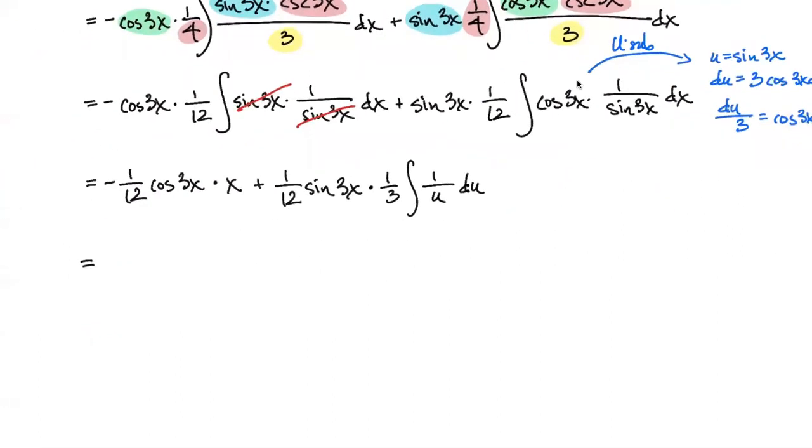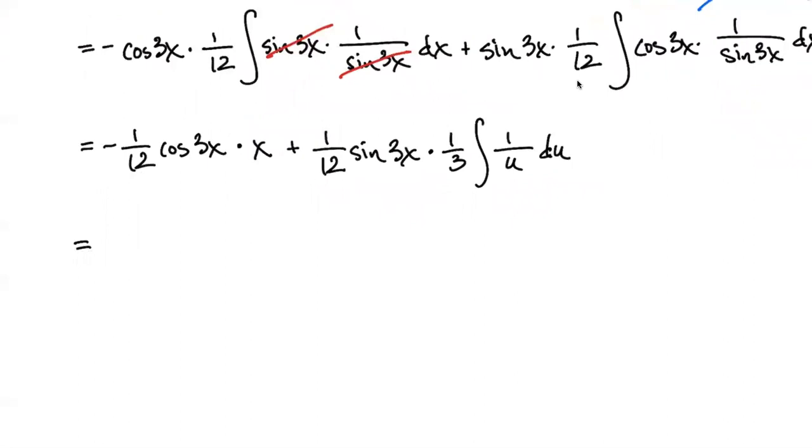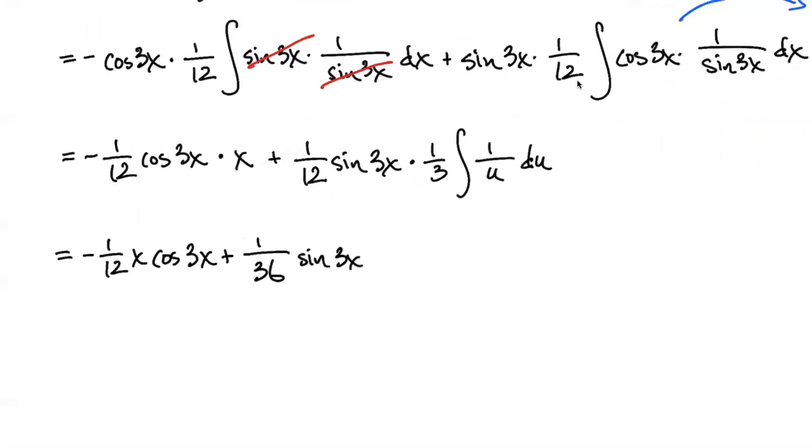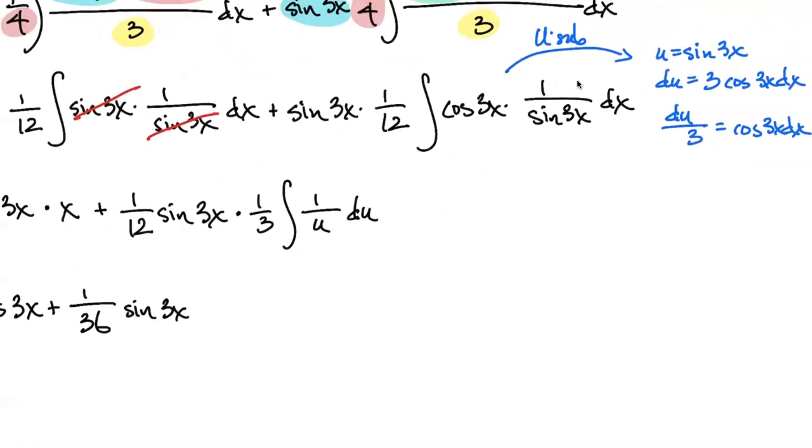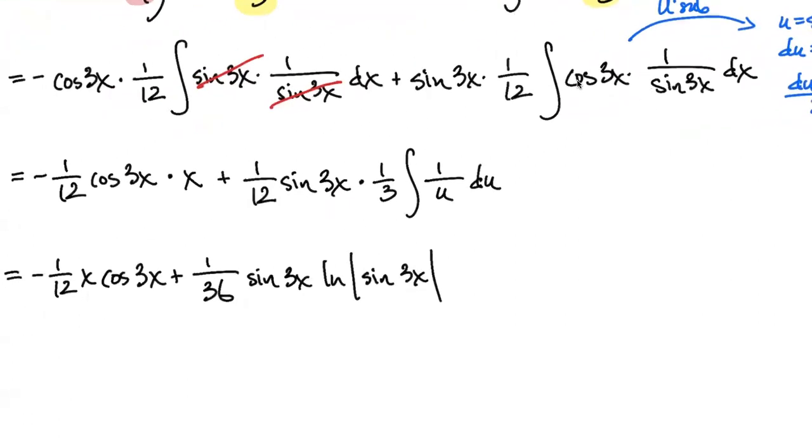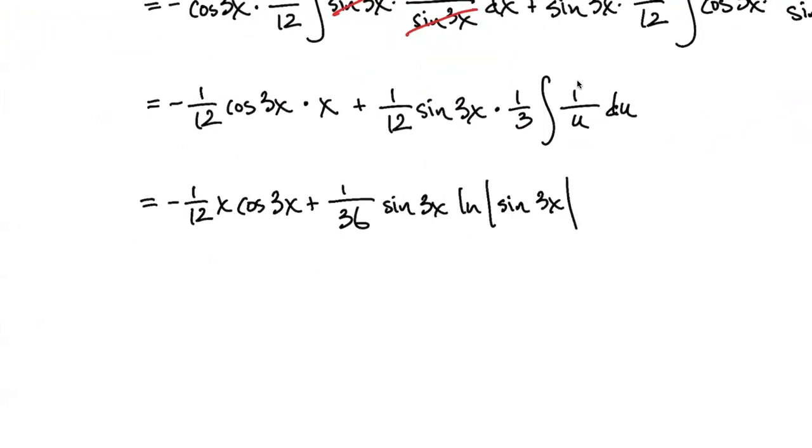All right, we are almost done with our integration here. We're going to end up with negative 1/12 x cosine 3x plus, I'm going to make this 1/12 and 1/3 into a 1/36. So we'll get 1 over 36 times sine 3x. The integral of 1 over u is the natural log, so I'm going to have natural log of sine 3x. And this is my y sub p.